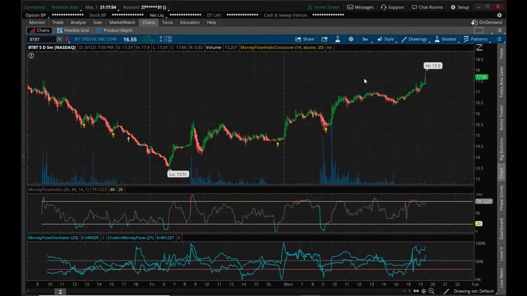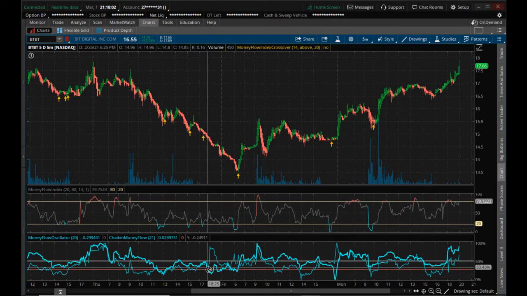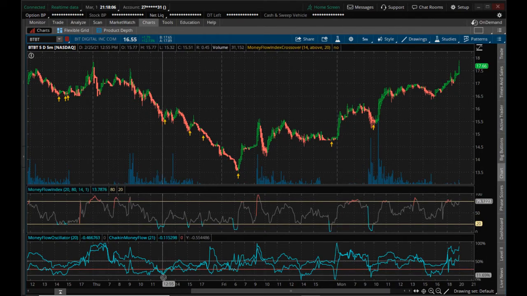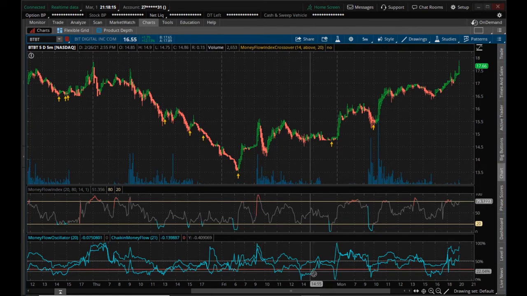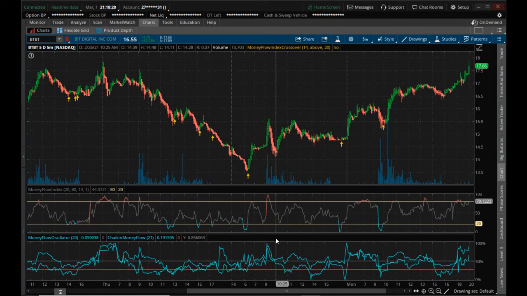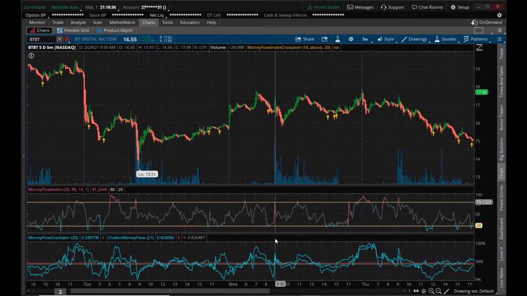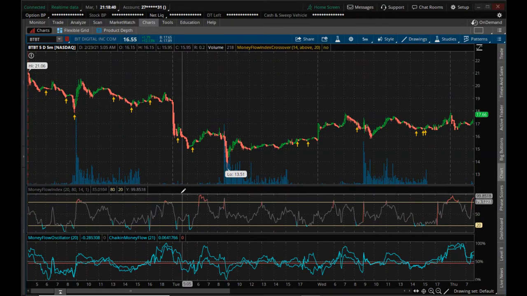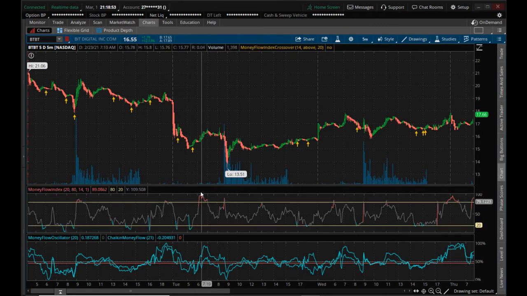Let's see how that looks on a lower time frame. This one crossed over. Yeah, there may be something to that. So we can look for times when the money flow index is below 20 and above 80, or say 10 and 90.